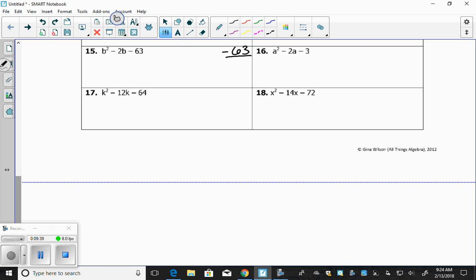What are factors of negative 63? 1, 63. Can 2 go into it? What about 3? How many times? Okay. Well, 4? What about 5? 6? 7? How many times? 7 and 9.